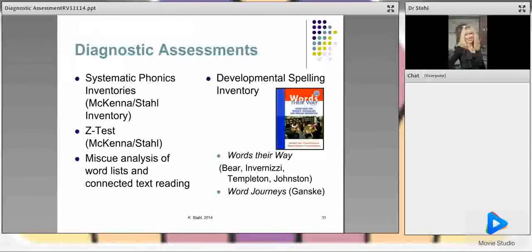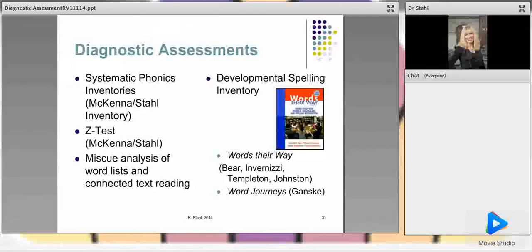You would want to use something like a Z-test that looks at the 37 common rhymes. Children can use those 37 common rhymes to identify 500 other words. So that would be a test that would be worthwhile for the second grader.